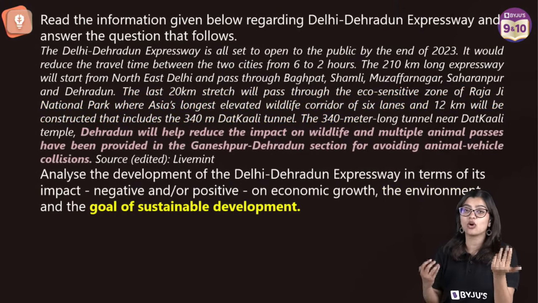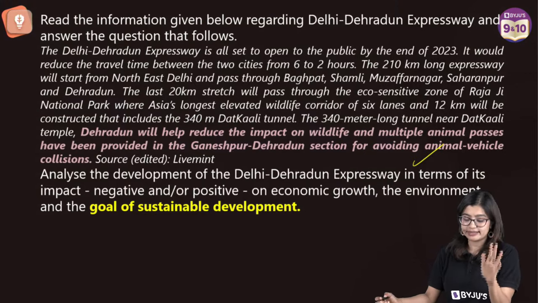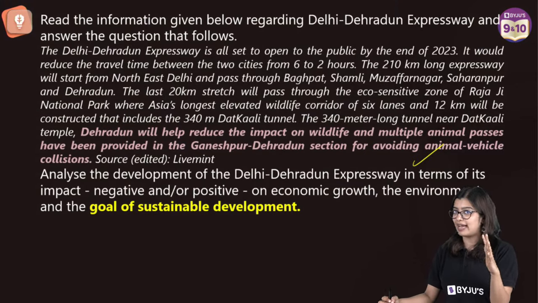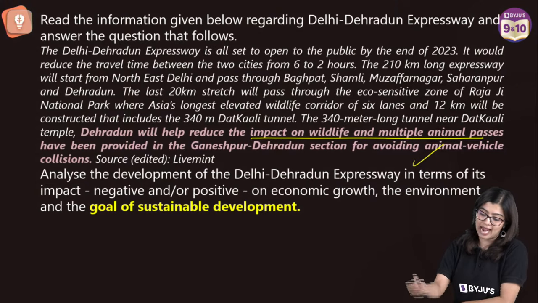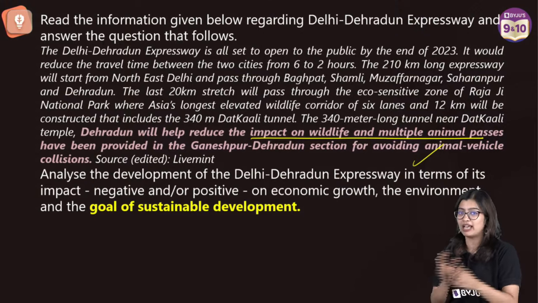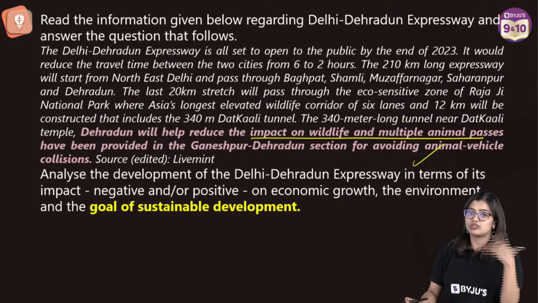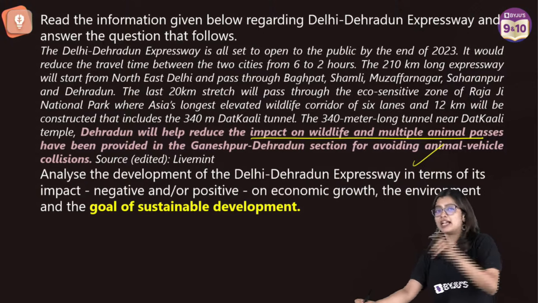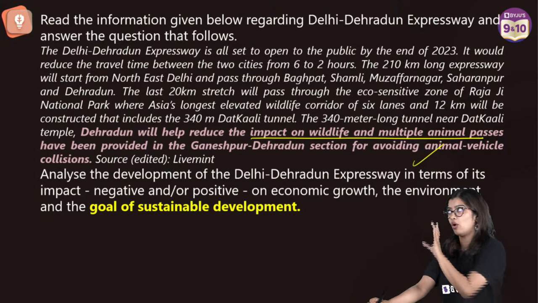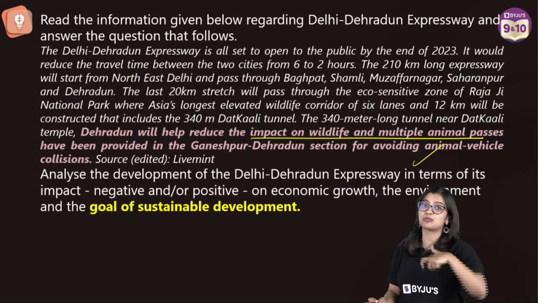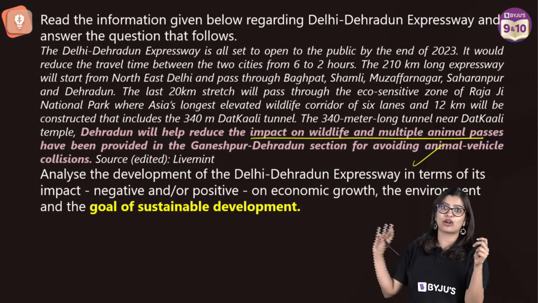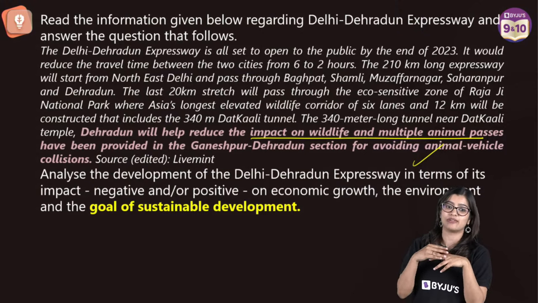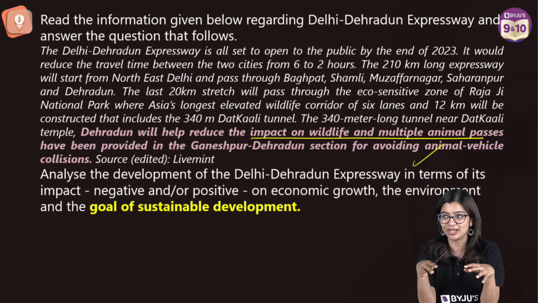Now they're asking, what is the goal of sustainability here? They're saying that even though we are going through an eco-sensitive area and we are doing this construction, this particular way would help in reducing impact on wildlife and also provide a section to avoid animal vehicle collision. So if you normally travel a lot by car, especially in areas that go through forest areas or touch biodiversity rich places, there could be animal vehicle collision. Normally, in Bangalore half the time there could be elephant crossing also, where elephants block the road, right?